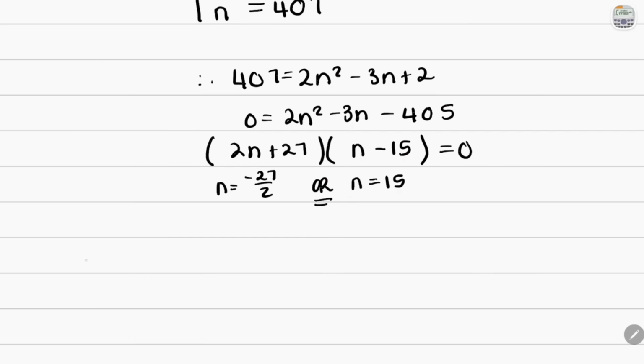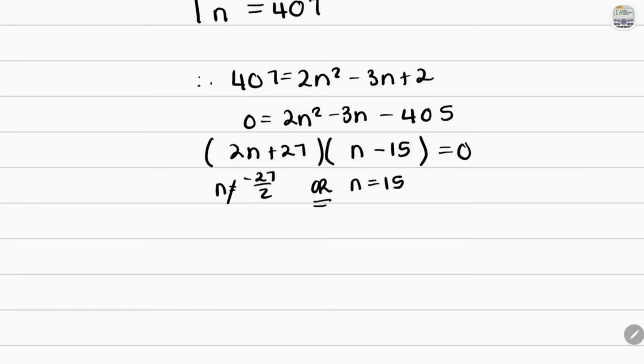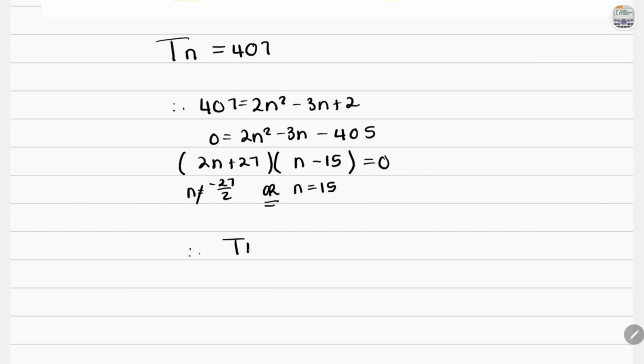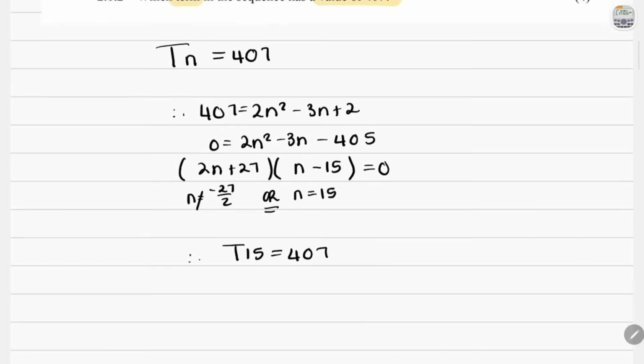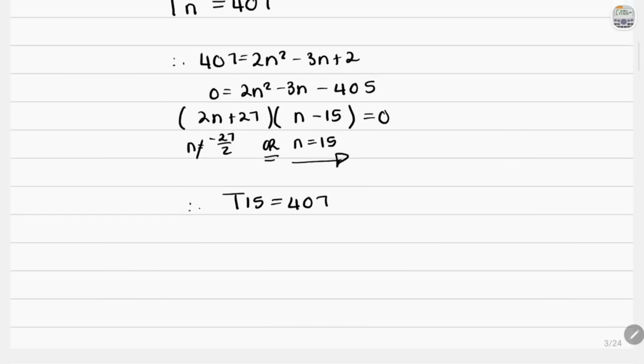Because, for example, there's no such thing as the negative fifth position, okay? Because they are positions. So this is invalid also because it's a fraction. And then this is valid. So it means that term 15 is equal to 407. That is the term in the sequence which has a value of 407. So n is equal to 15 is your answer.